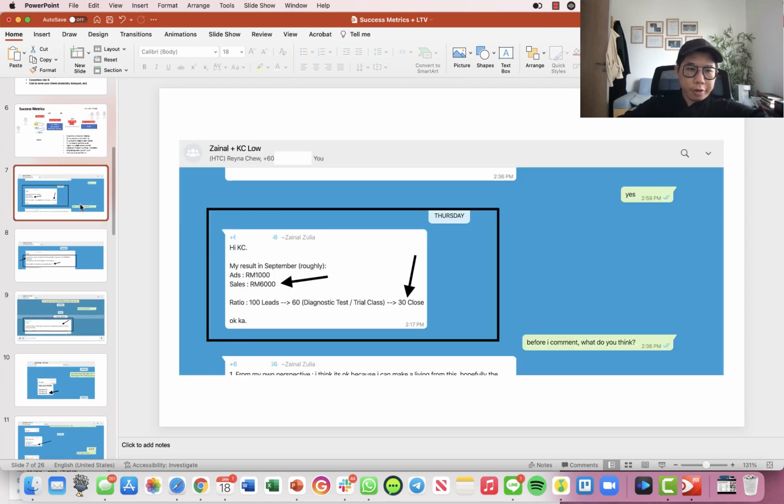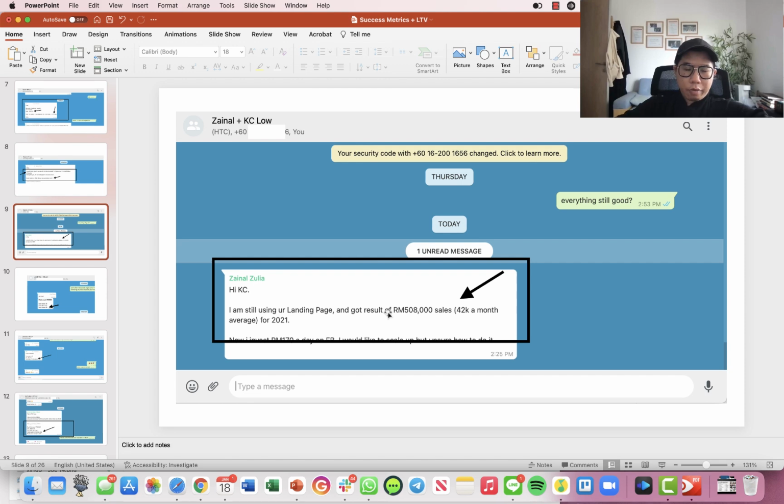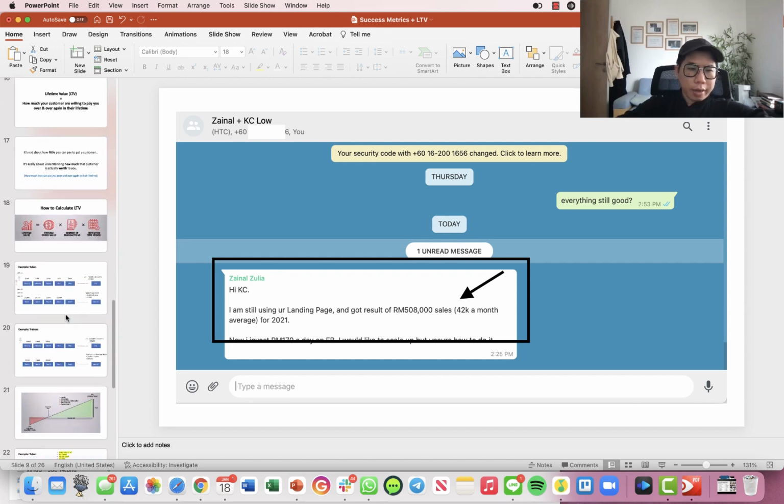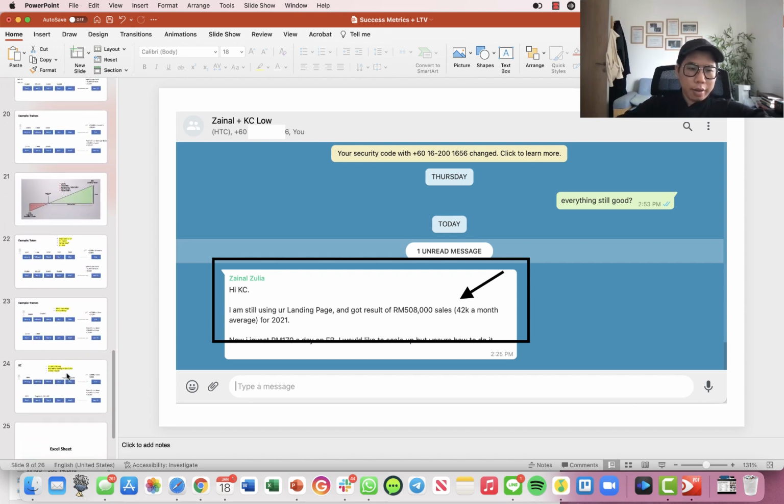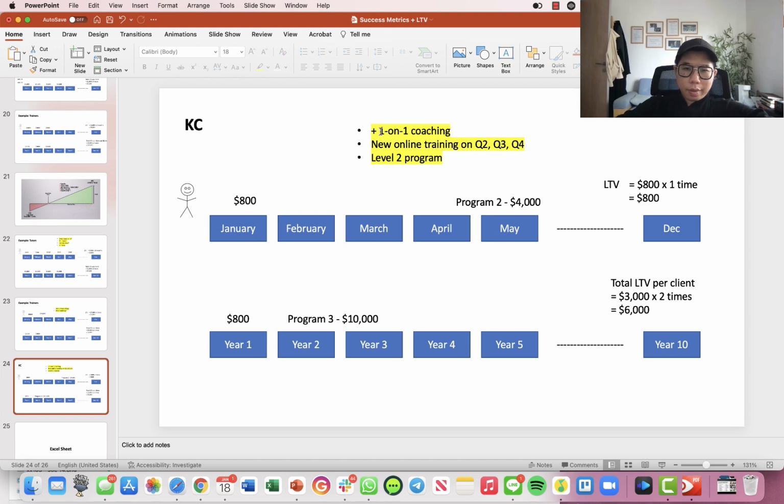Survive first, I make money first. Then once I make money, I have more time to plan, to hire, to delegate. How do I want to add in some things? I improve myself, okay, I can add in something, I can offer one-on-one coaching. I improve myself, I can offer another training activity. I can introduce 4 trainings in a year.